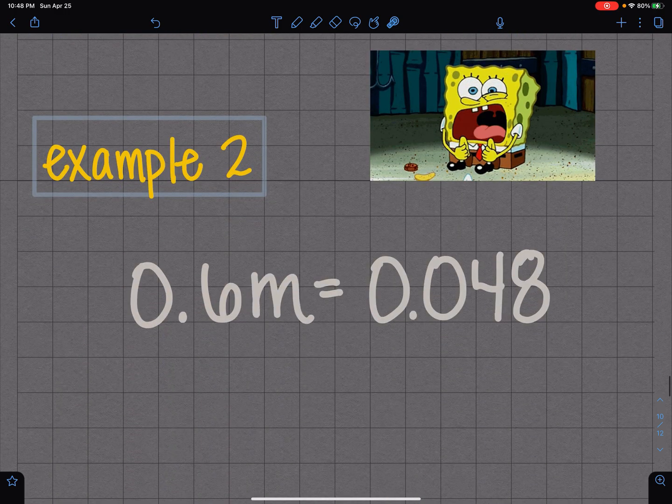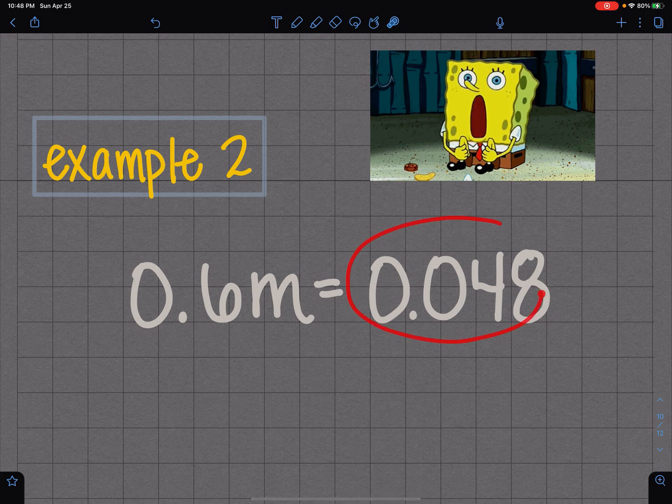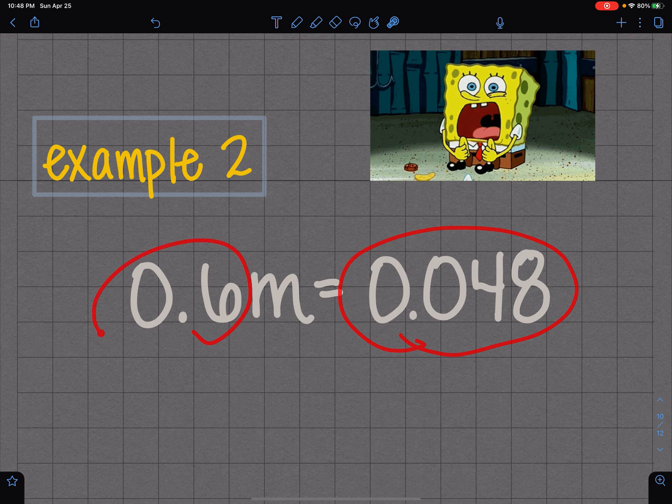Let's do example 2. I know you don't need to hyperventilate when you see these crazy numbers here. I mean, look at this. It's kind of crazy. 0.6 and 0.048. But don't let those numbers fool you, because you always do the same thing. Now, what they say is we find the unknown factor by dividing the product, this is the product, by the known factor.